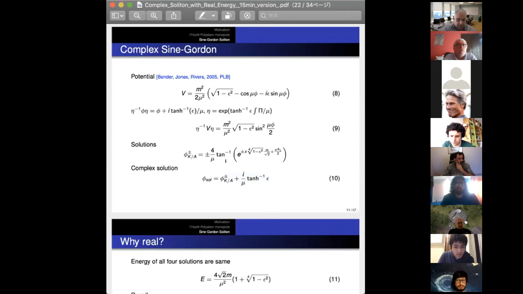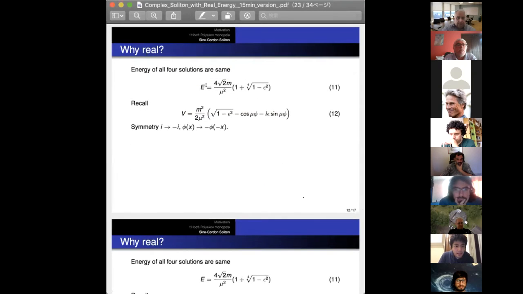Okay, so these are the solutions. Now the energies of these 4 solutions are finite and real if epsilon is smaller than 1. And now let me explain why it's real. So this is our potential. And this potential has a PT symmetry. It is a symmetry because you're integrating from minus infinity to plus infinity for x. And this is PT symmetry if you assume your fields to be pseudoscalar.